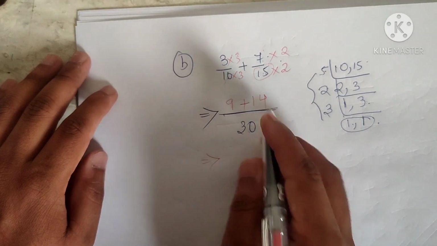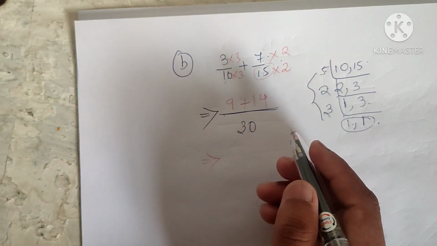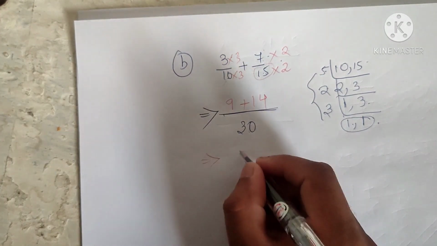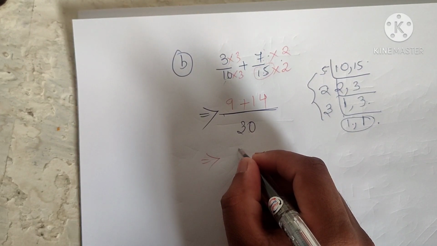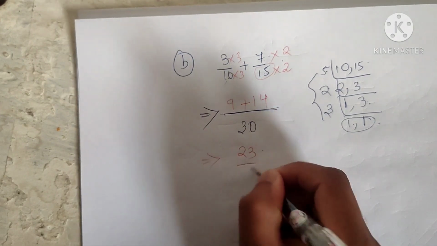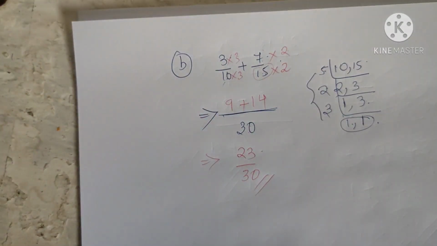So what will be the answer? 14 plus 9, 23, isn't it? Am I right? I think I'm right. 23 by 30. Okay, so in this way you have to solve all the given questions. Okay, what else is important?